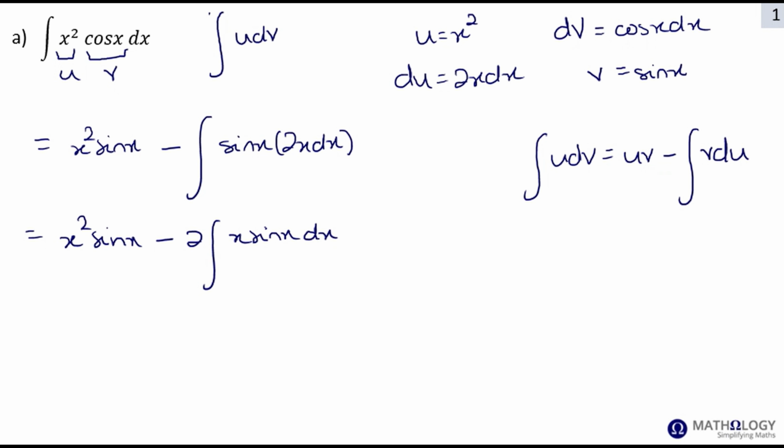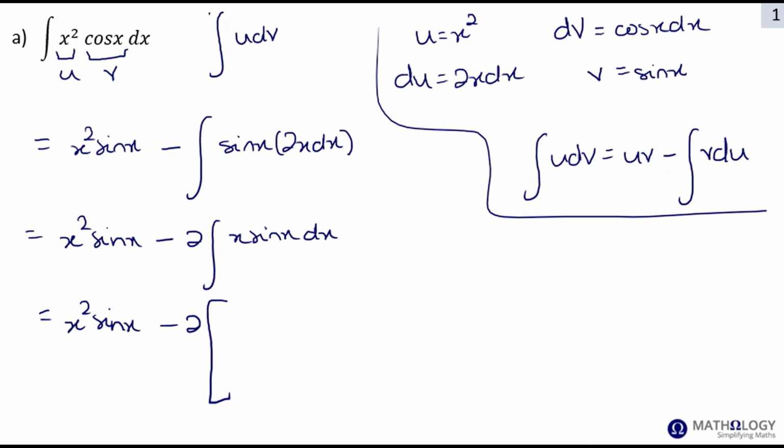Now for this integral over here, we're going to have to use integration by parts again. Okay, so we're just going to write everything else down. Minus 2, open up square brackets. Now again, let's not confuse it with this u and v. I'm going to call it u and v again, but just bear in mind it's not this u and v that we've originally chosen. This is a new integration by parts. So I'm starting a new one.